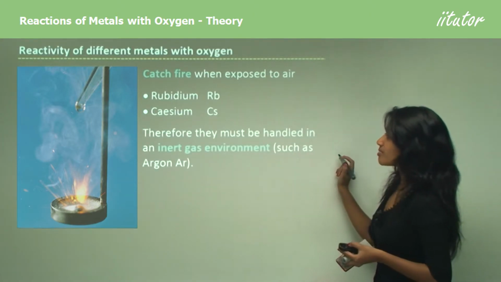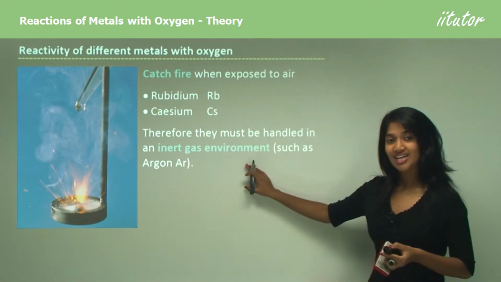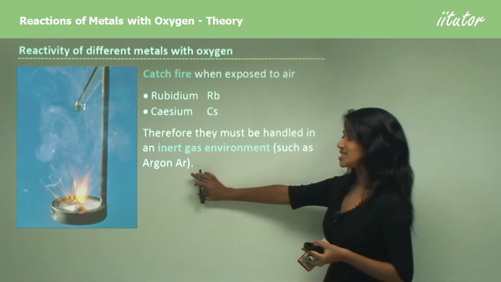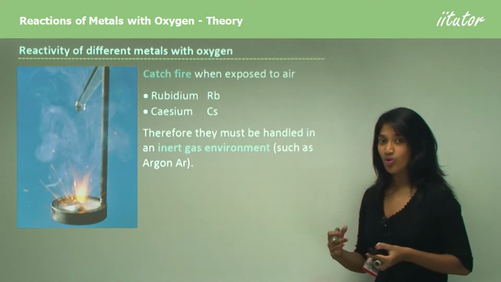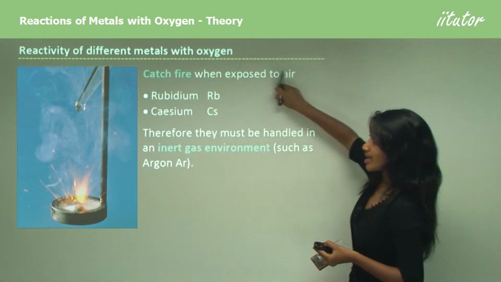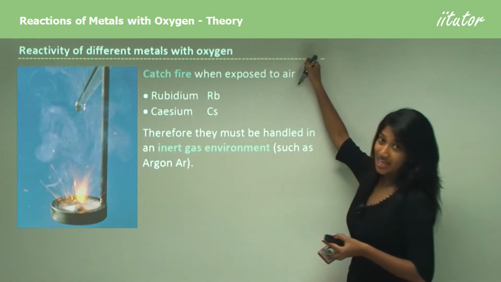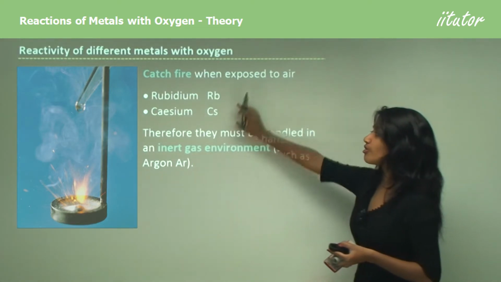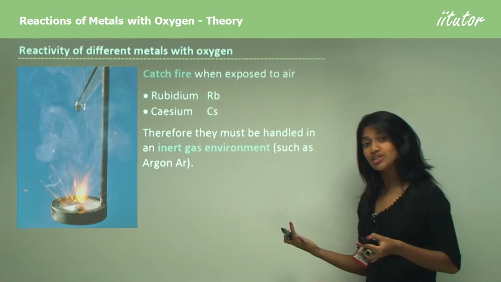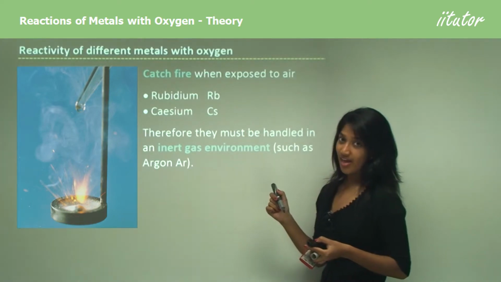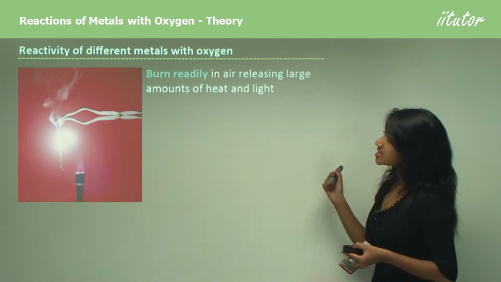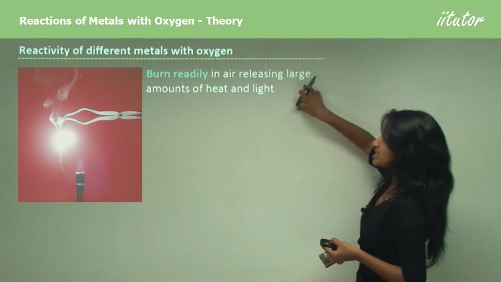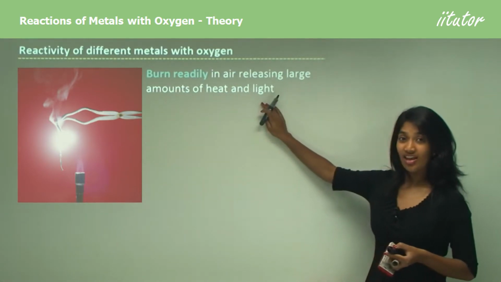So therefore, they must be handled in an inert gas environment. Now, inert gases such as argon are not reactive at all. So it's not like air or oxygen containing air. It doesn't have any reaction. So rubidium and caesium are usually stored in argon. Some burn readily in air, releasing large amounts of heat and light.